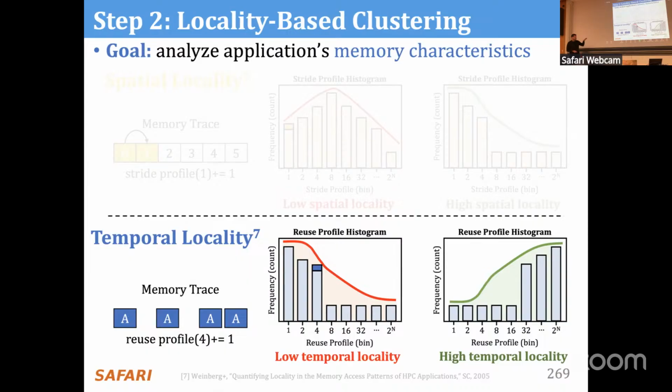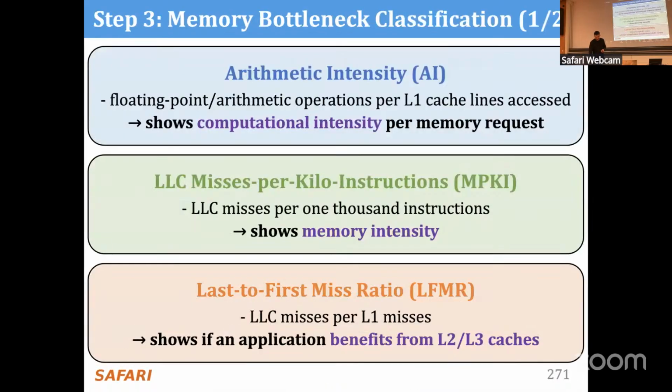So the first step uses a histogram of reuse and a stride profile distribution to generate a value between 0 and 1 and tells you if this application has high or low spatial and temporal locality. Then we do some simulations, and then we profile this application running on the system, so system-related metrics. So one metric that we already looked at before was last-level cache misses per kilo instructions, MPKI, which shows how many instructions are memory instructions in the memory stream. But there are also other metrics that we look at.